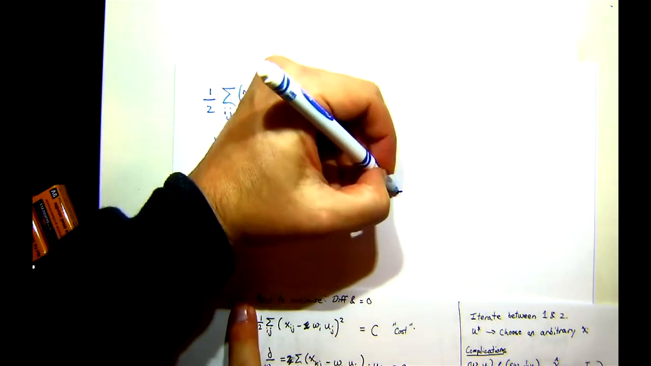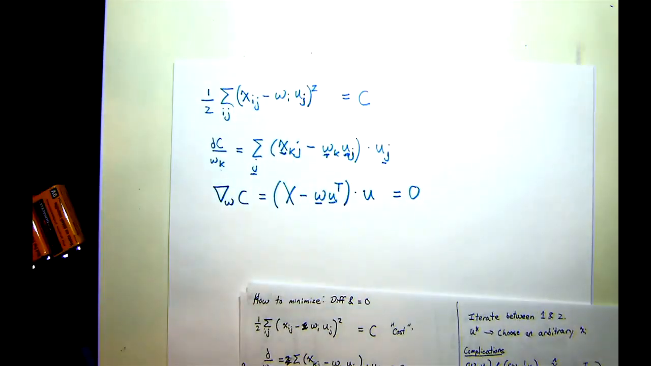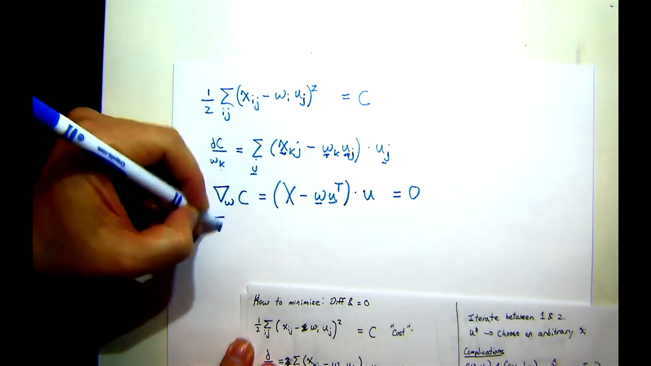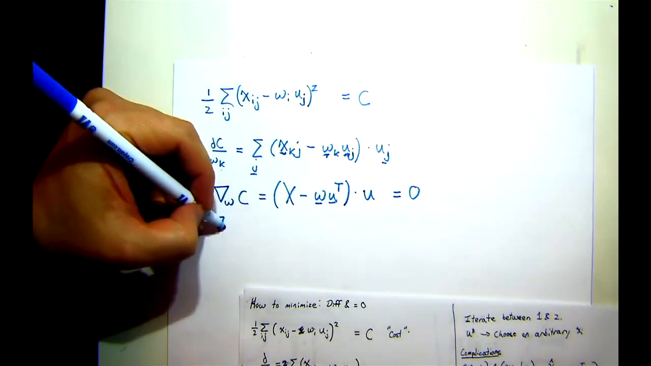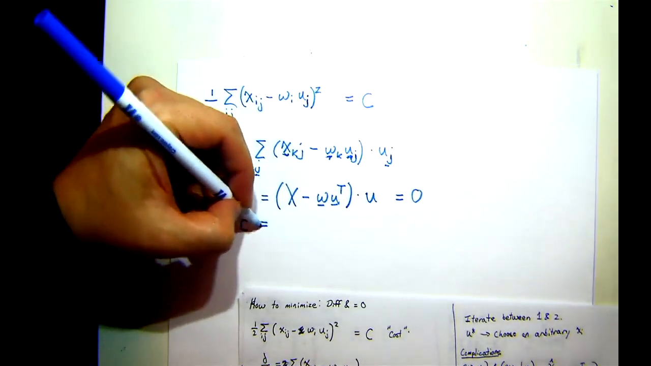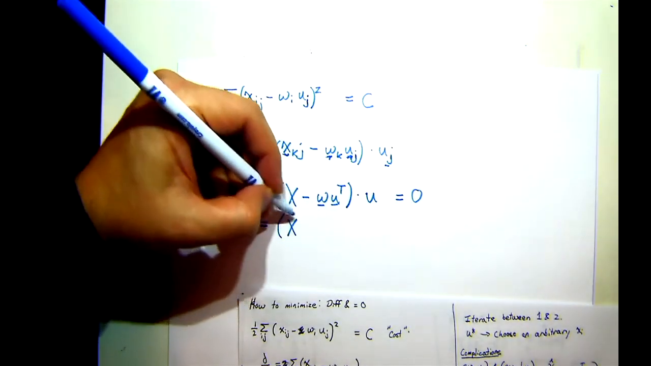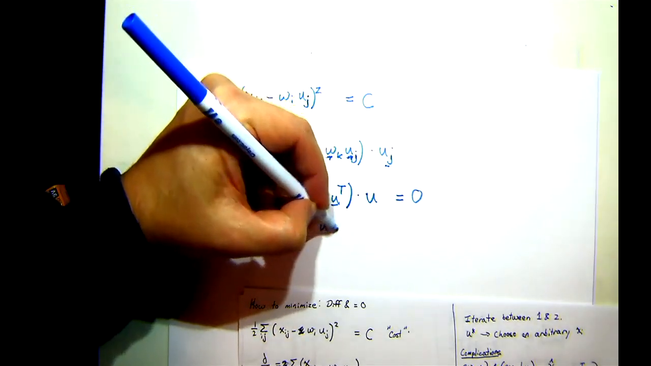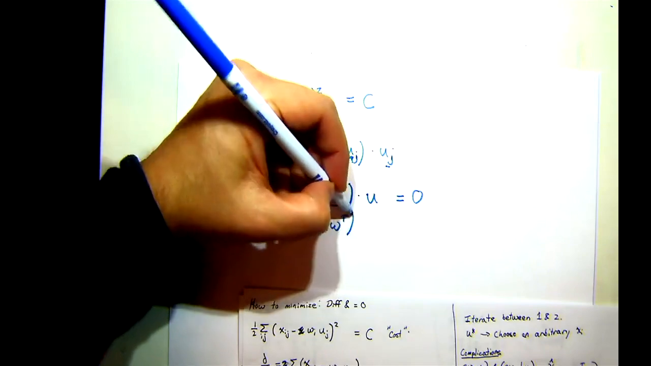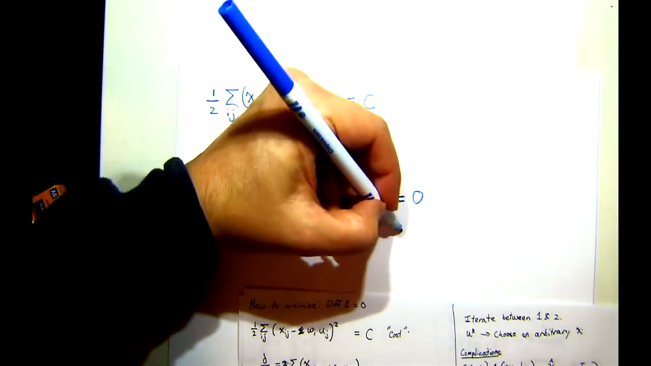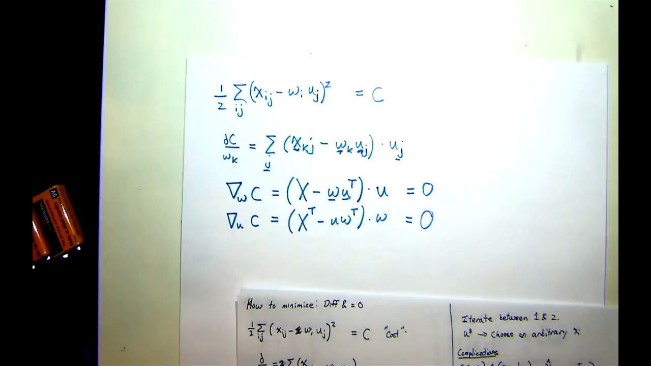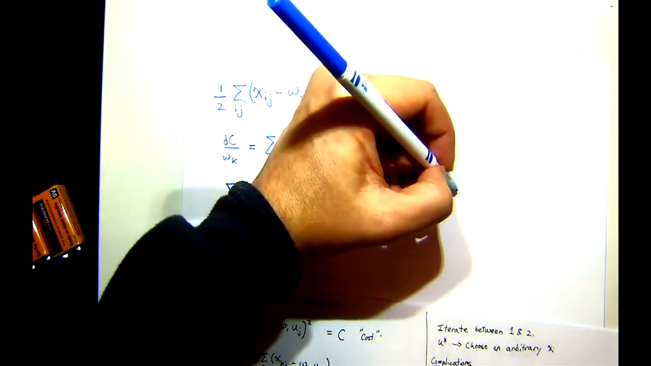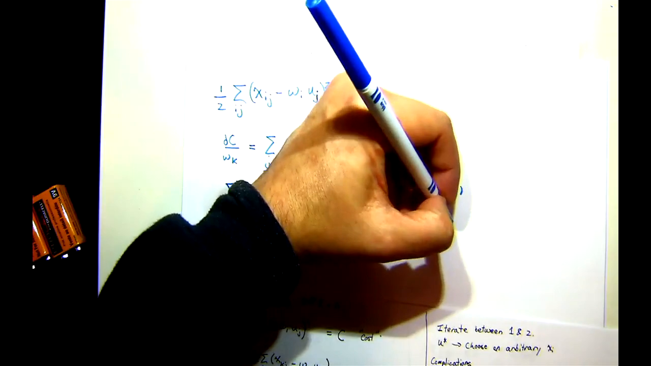So that is the gradient with respect to w. We're going to set that equal to 0 in order to do the minimization. We also need to calculate the gradient of C with respect to u. This is going to be very similar, but basically you swap a couple values. And that we're also going to set to 0. We're going to label this equation 1, and this one equation 2.